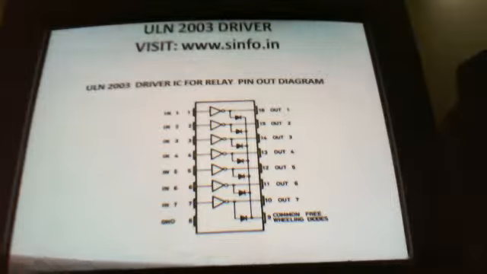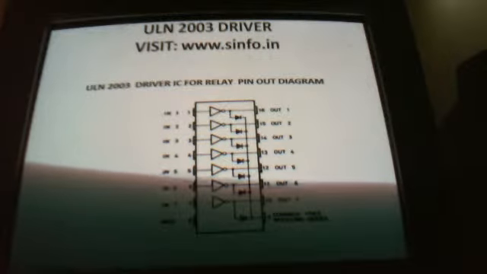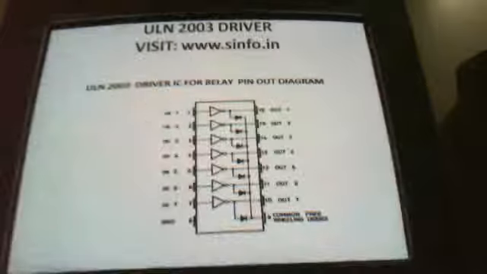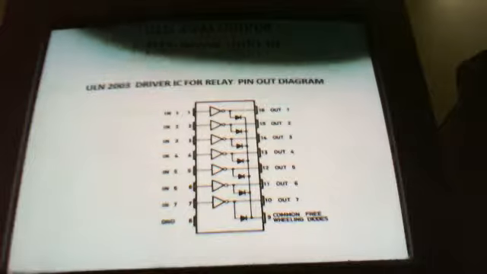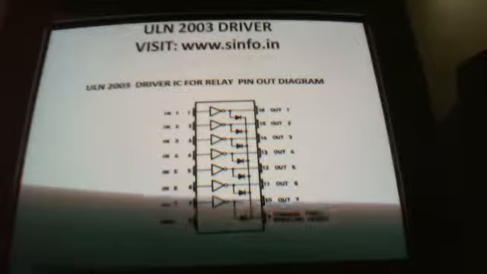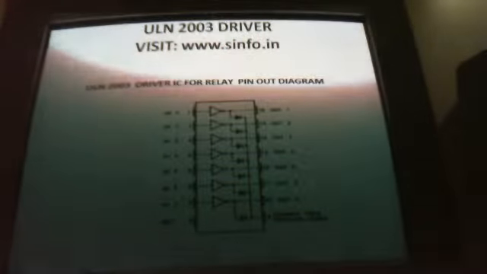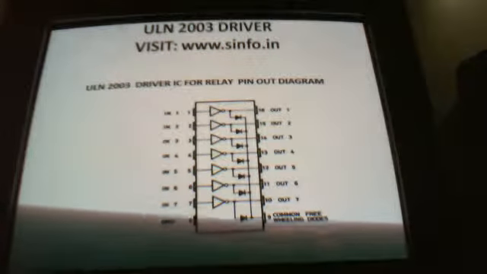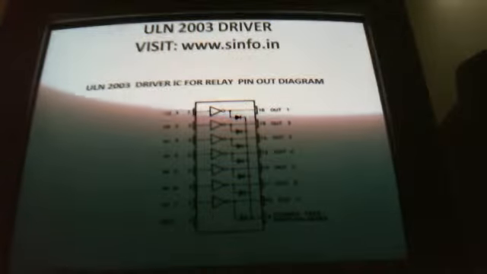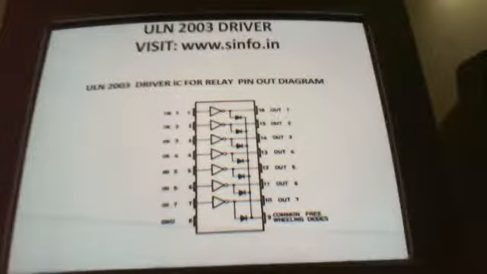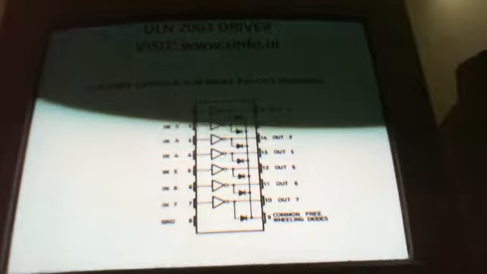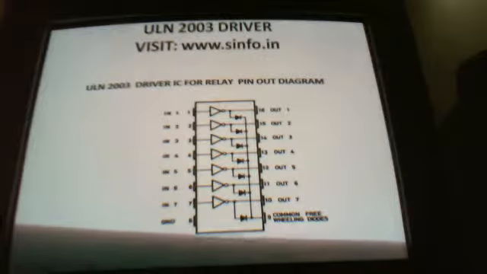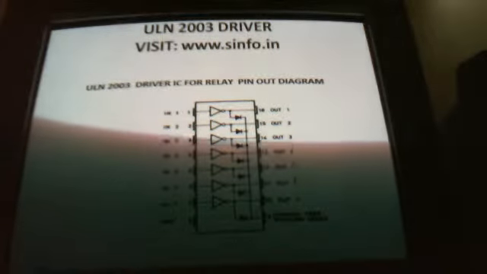Next we will see the ULN2003 driver IC, used to drive relays. Mainly we use it in embedded systems for driving relays. In this ULN2003 you have inputs 1 to 7 and the corresponding outputs out 1 to out 7. If you give input 0, you will get the output plus 12 volt. If you give input 5 volt, you get the output 0 volt.